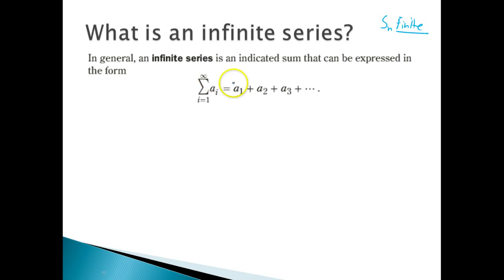So if you want to write this down in your notebook, in general, an infinite series is an indicated sum that can be expressed in this form. So we're summing from 1 all the way up to infinity. So we do a1 plus a2 plus a3 plus a4 plus a5 plus a6, and we never stop. We just keep adding those terms up together over and over again.